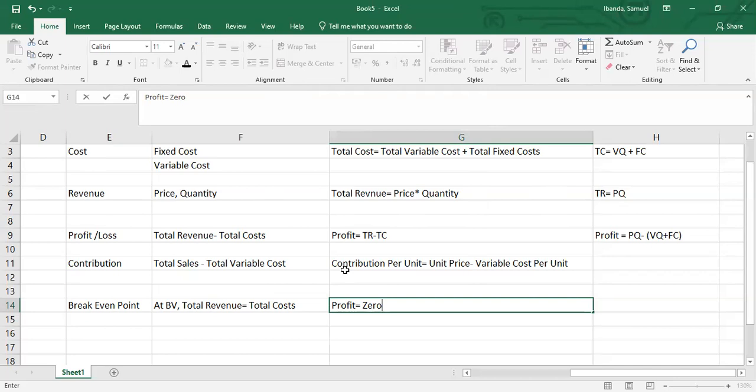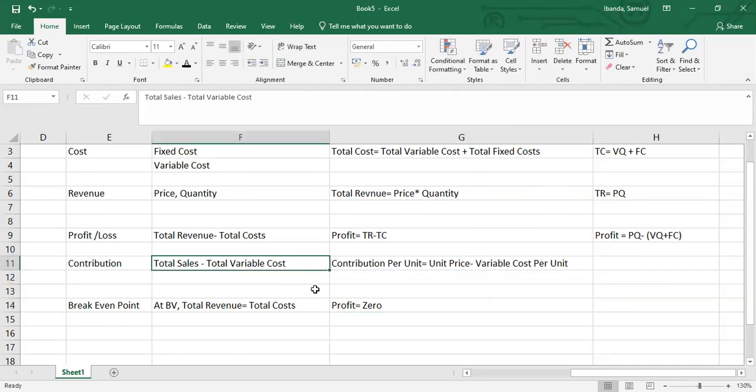So just to recap on contribution. Contribution looks at total sales and total variable costs. Contribution is like profit, but profit goes ahead to also look at the fixed costs, whereas contribution only looks at the variable costs. For example, take a bottle of water. If we are looking at the contribution from that bottle of water, we shall look at the selling price, how much we've sold this bottle of water for. Then we shall look at the variable cost on that bottle of water.